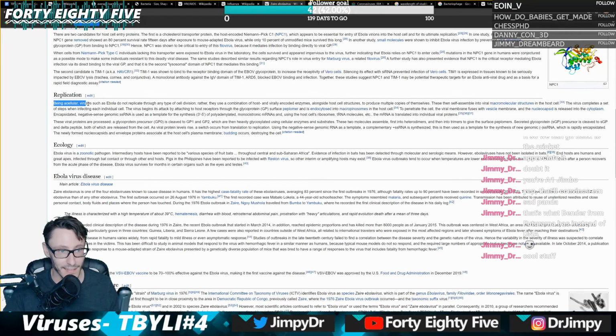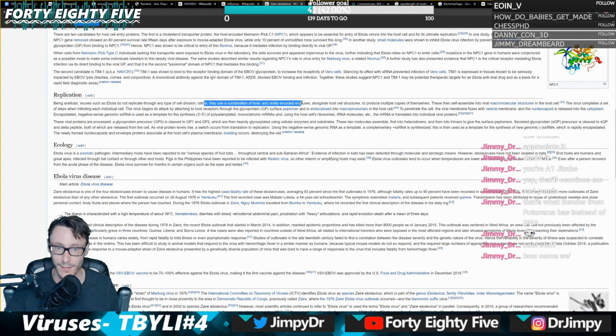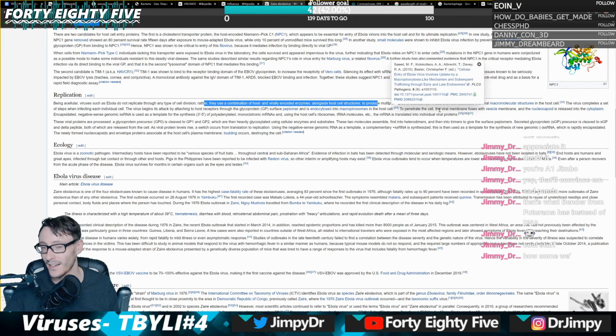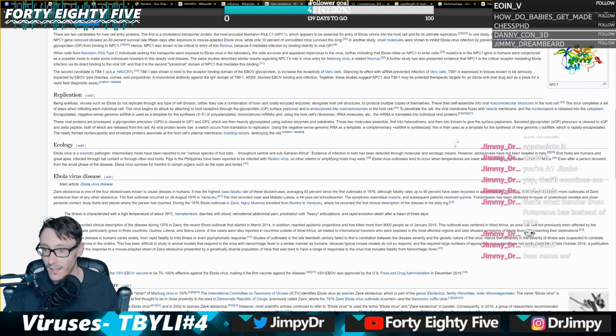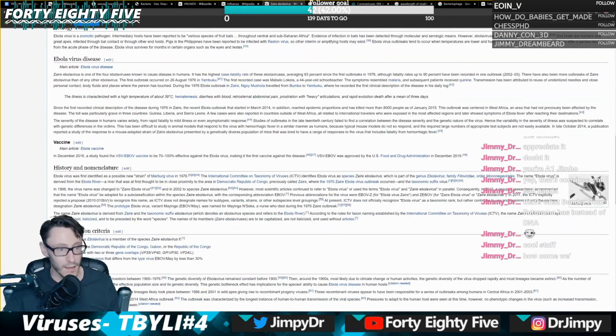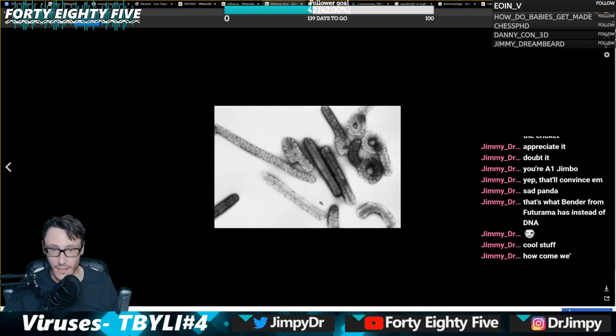Replication. Being acellular, viruses such as Ebola cannot replicate through any type of cell division. Rather, they use a combination of host and virally encoded enzymes. Basically, they hijack the host's machinery. So it's got a classical structure, this kind of looped capsid protein, which is very, very telling.